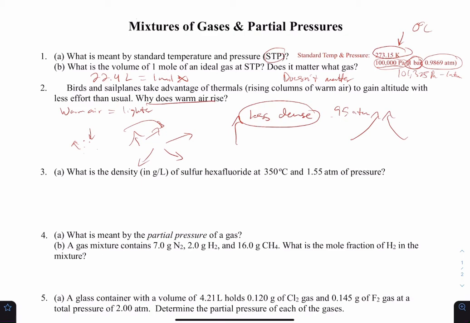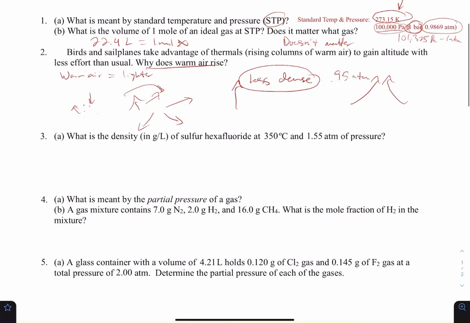Okay, so with that, we'll go to number 3 here. It says, what is the density, okay, in grams per liter of sulfur hexafluoride at 350 degrees Celsius and 1.55 atmospheres of pressure? Okay, so first of all, if we look at the ideal gas equation, there's a derivative equation, an equation that we derive from the ideal gas equation that can help us solve for density. Now, if you remember, density is equal to mass over volume, right? The mass spread over an area, which is, in this case, our volume.